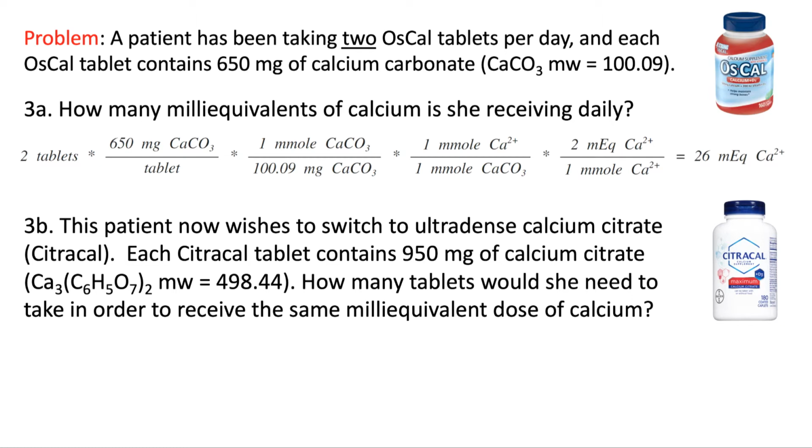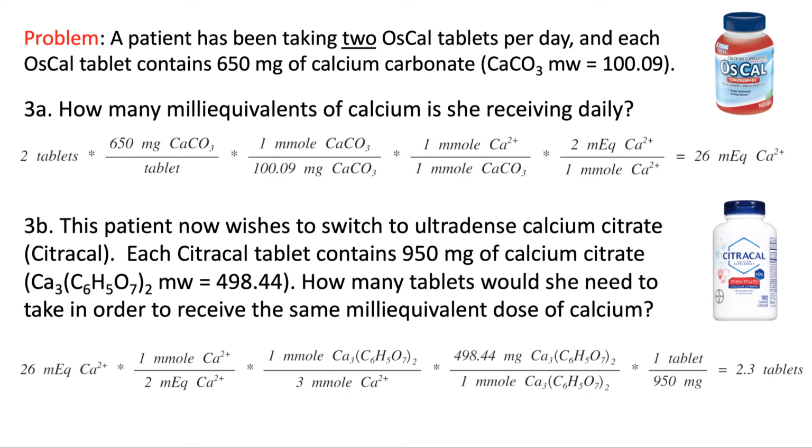All right. Well, now we're going to start with our target amount of calcium, which we said was 26 milliequivalents of calcium. Now we have to work backwards. So let's convert the milliequivalents of calcium just to the number of molecules of the calcium ion. So we'll multiply by the fact that in every 1 millimole of calcium ion, there would be 2 milliequivalents, since the valence on calcium is 2. Milliequivalents cancel, and I'm now in millimoles of calcium.